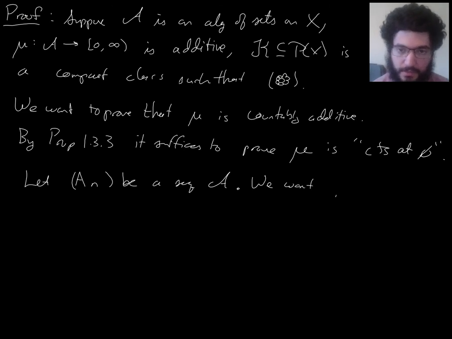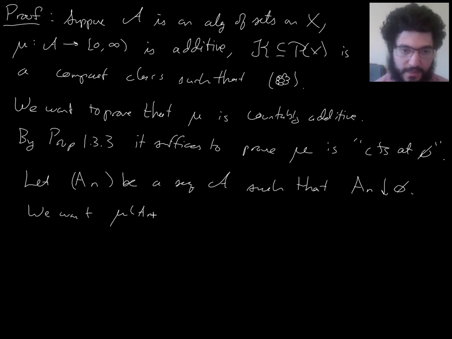then try to prove that, and we should also assume they're nested and going down to the empty set. Then we should try to prove that mu of them goes to 0. That's what's meant by, quote, continuous at the empty set. So by proposition 133, that's enough to prove that mu is countably additive. So this is now our goal, prove that mu of the ANs goes to 0.